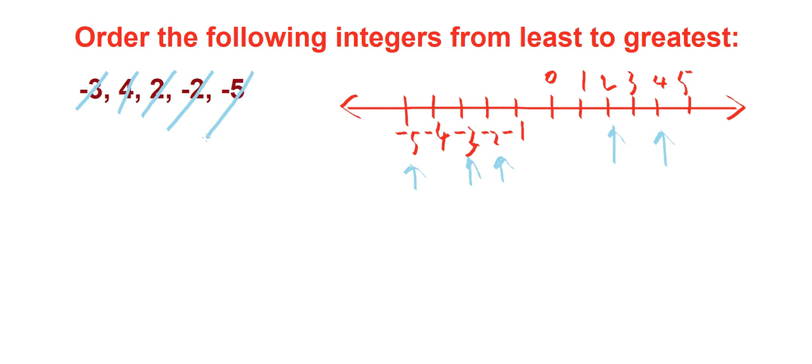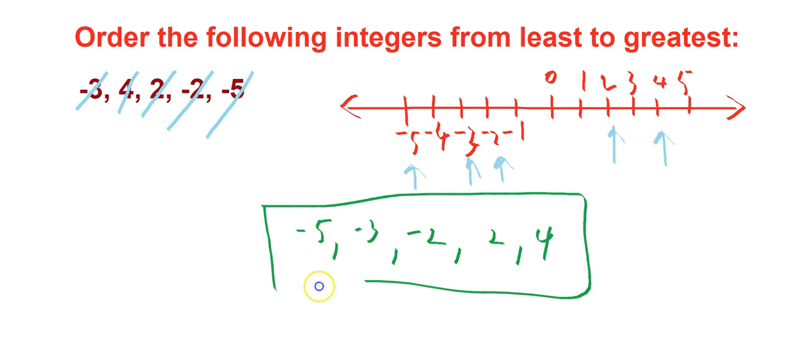And if you use a number line in this way, you can immediately organize the numbers from least to greatest. So we now know that -5 is the least, it's the smallest of those. We've got -3. We've got -2. We've got 2. And we've got 4. And that is the answer.